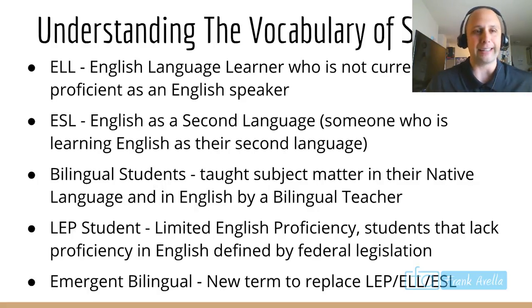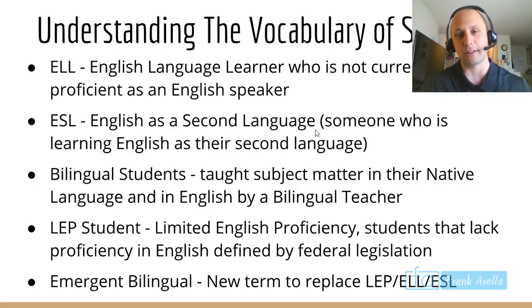First off, ELL. That stands for English Language Learner, which is basically someone who isn't currently proficient as an English speaker. So all it's saying is that they're not a proficient speaker of English. Right underneath you have ESL, which just basically says English as a second language. So it's just somebody who's learning English as their second language, right? Maybe they learn Spanish as their first language, Chinese as their first language, doesn't matter. But English is the second language that they're learning.